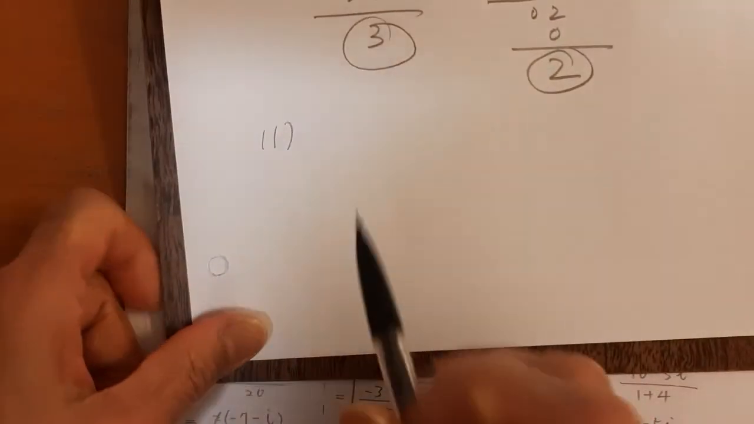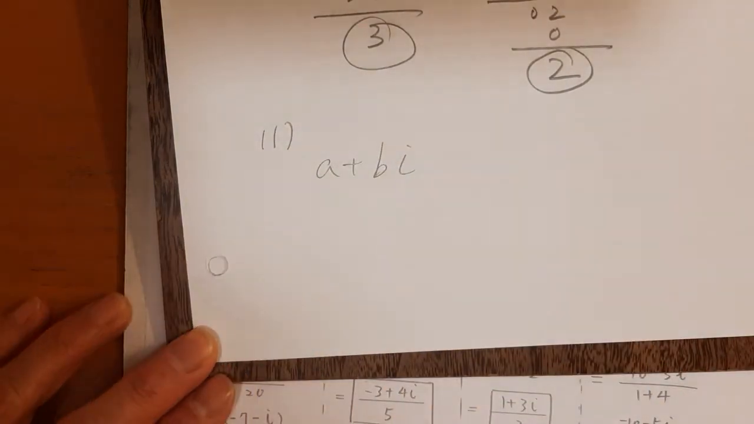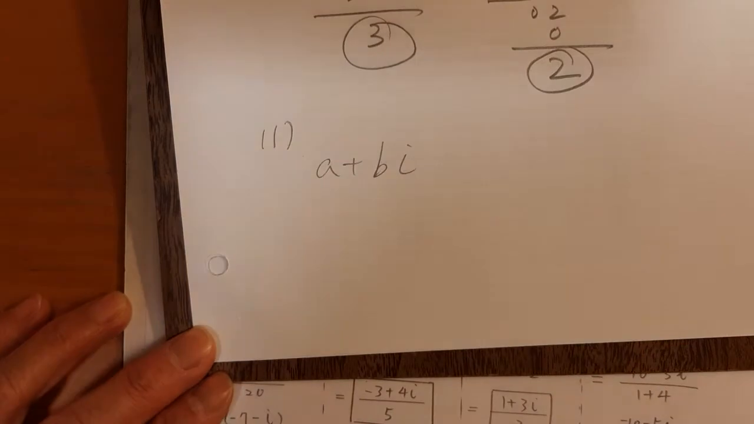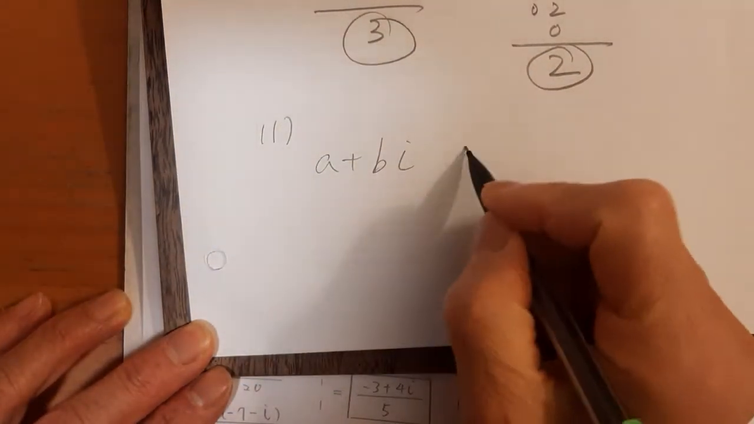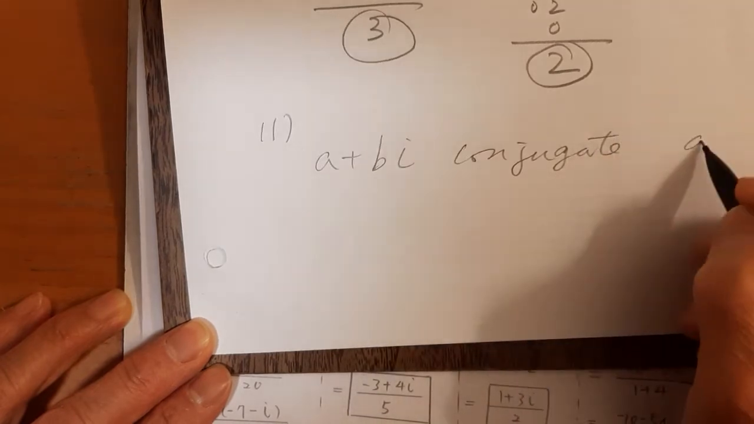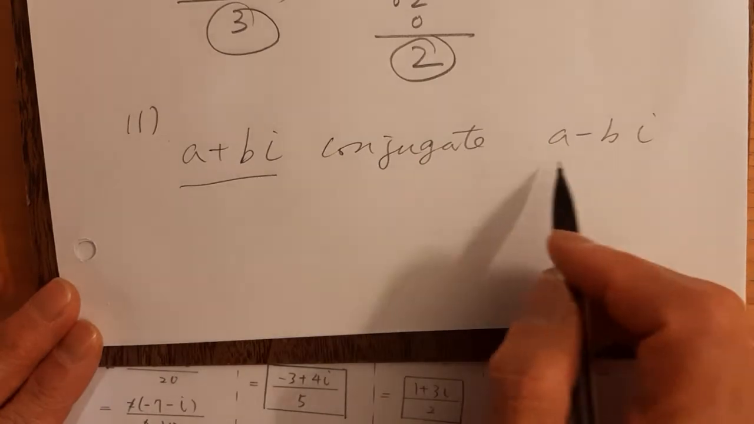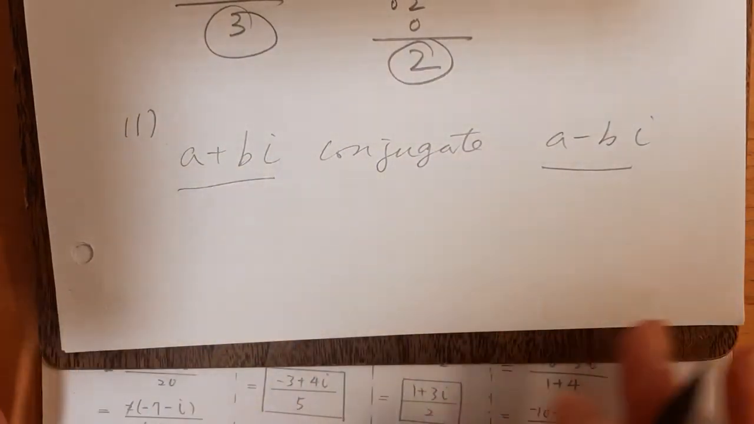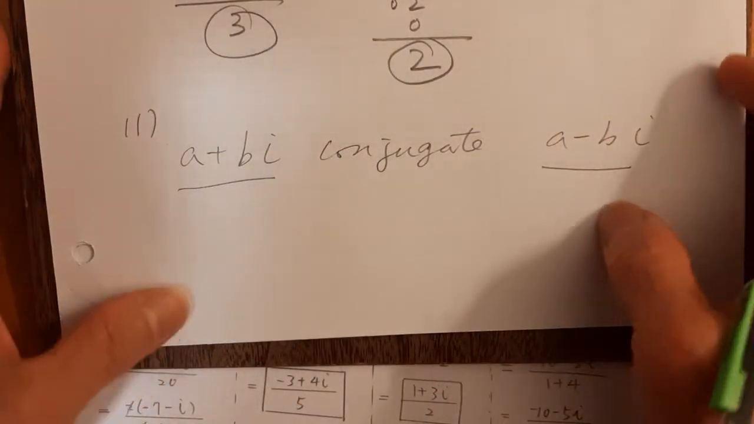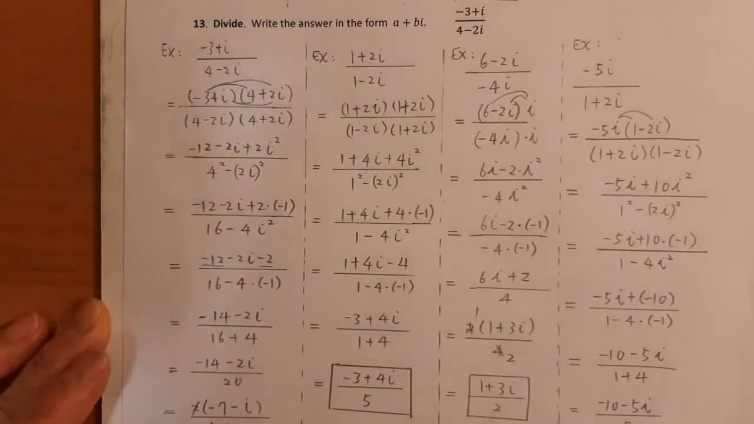A complex number's general form is a plus bi. Its conjugate is a minus bi. A plus bi and a minus bi, they are conjugates of each other. A plus bi, a minus bi, we call conjugates of each other.